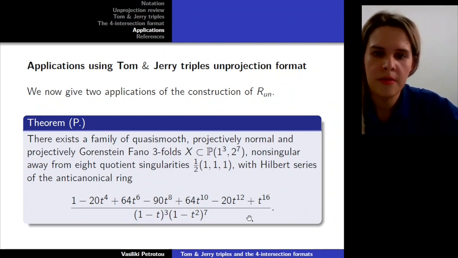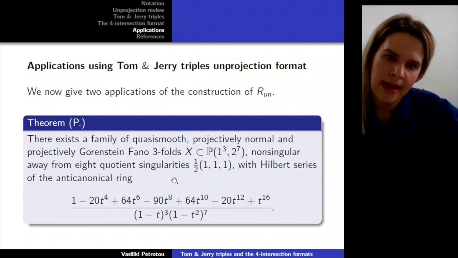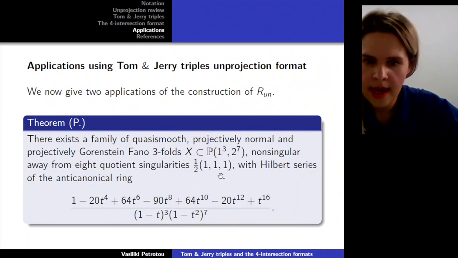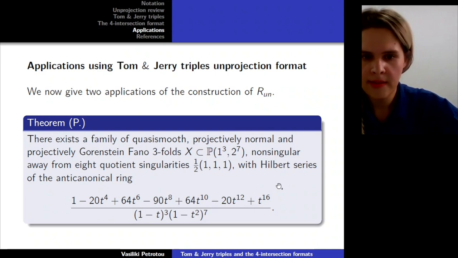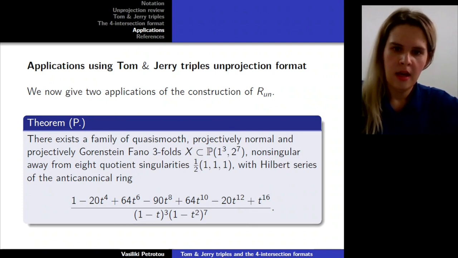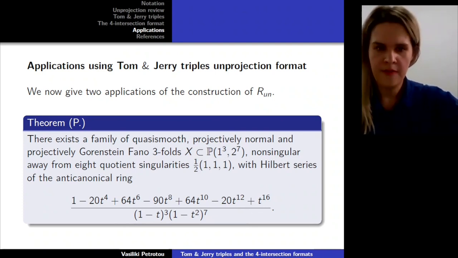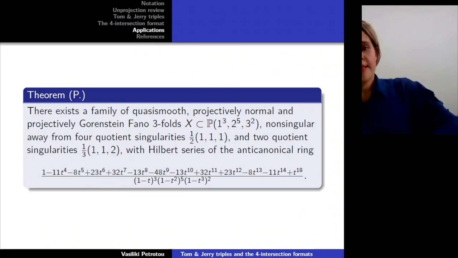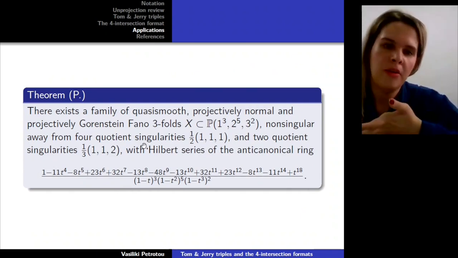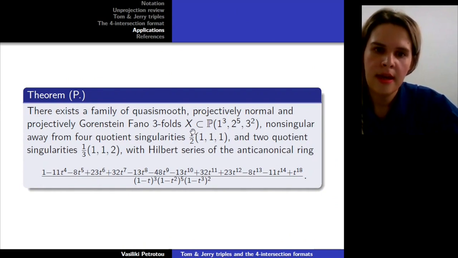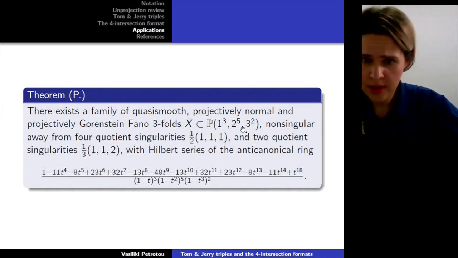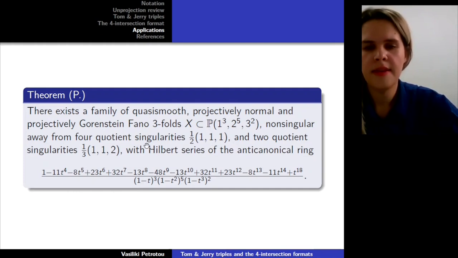It's a family of quasi-smooth, projectively normal, and projectively Gorenstein Fano threefolds, non-singular away from edge singularities of this type, quotient singularities of this type, with the Hilbert series of the canonical ring equal to this quotient. I will sketch the proof for this family. The second family is again a family with the same general features, which belongs to this projective space with this type of singularities and Hilbert series equal to this quotient.